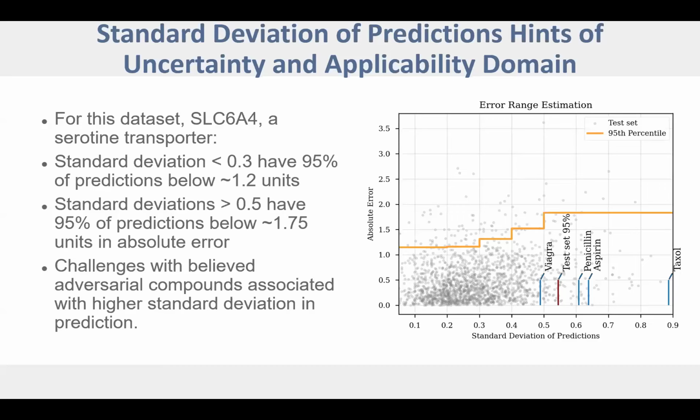So it says, yeah, they are all weakly active, but it has a higher standard deviation for most of the compounds. Viagra comes within 95% of the test set's boundary. But for Taxol, which is a big complex natural compound, it seems to have a very high standard deviation. So that also seemed to help us determine if we are outside the applicability domain.